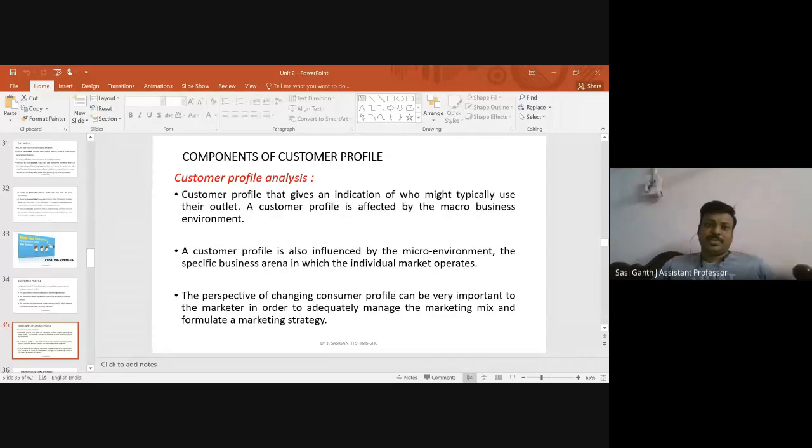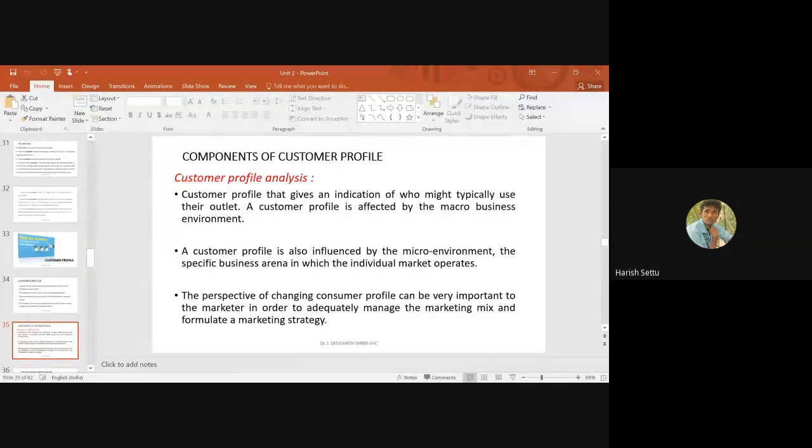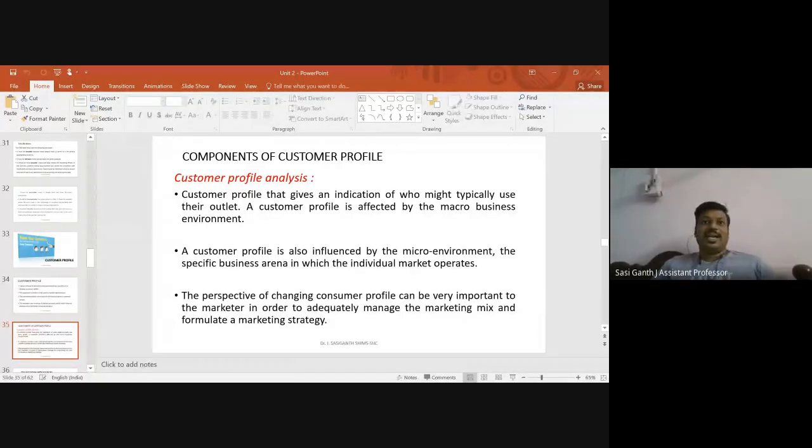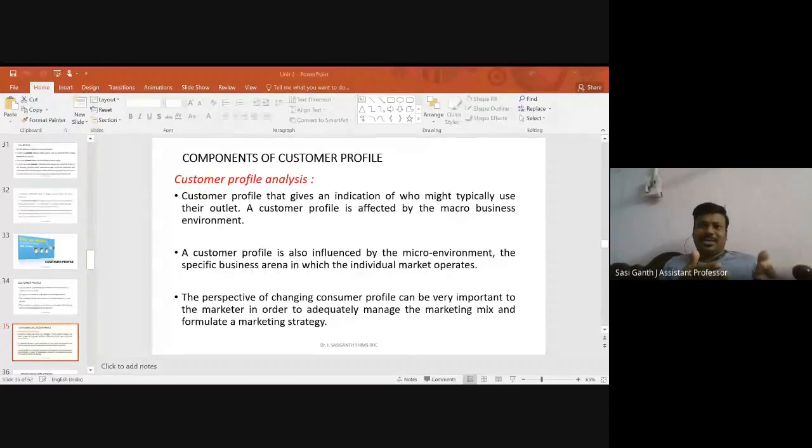Do you understand? Yes, sir. So customer profile, very simple. I know the person who is nearby in my street, or my neighbor, or at least people in my area. I know each and everybody's profile. Okay, good. Can I know everybody's profile in Tamil Nadu? In India? In other countries? No. Obviously it is difficult.